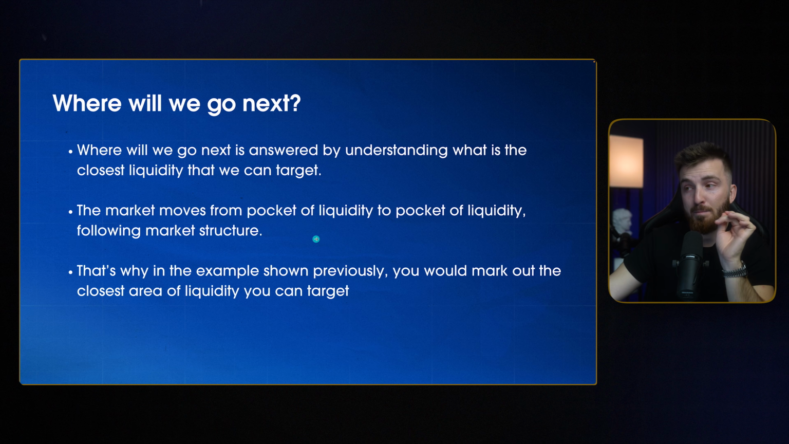The market moves from pockets of liquidity to pockets of liquidity, following market structure. That's why in the example shown previously, you would mark out the closest area of liquidity that you can target, because now you know the market is bearish. Therefore, what is the nearest level of liquidity that I can target for today?